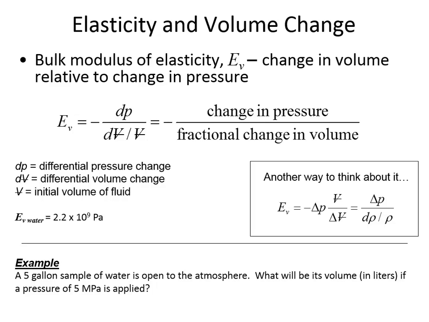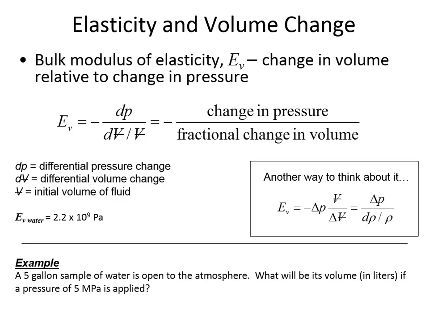And our original volume in question is 18.925 liters of water. Now the bulk modulus is 2.2 times 10 to the 9th newtons per meter squared. So when we pop that into the calculator, we find that the change in volume is going to be a reduction of 0.0430 liters.